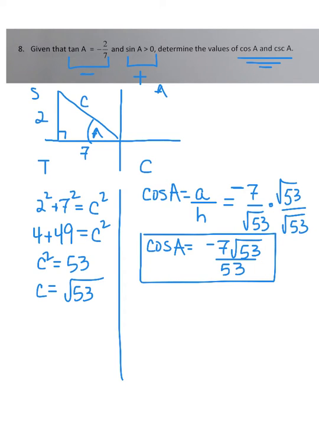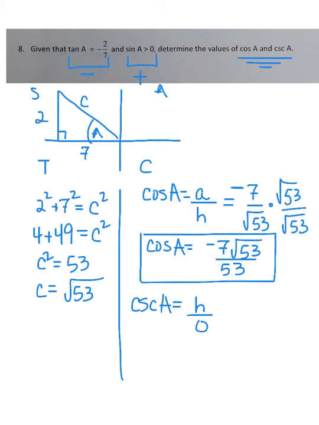Okay, next one, let's look at cosecant. Now cosecant is the reciprocal trig function for sine. So if sine is the opposite over the hypotenuse, then that would mean that the cosecant is going to be the reciprocal of that. So that would be the hypotenuse over the opposite. Okay, so let's go to angle A. The hypotenuse is c, which is radical 53, over the opposite, which is 2.